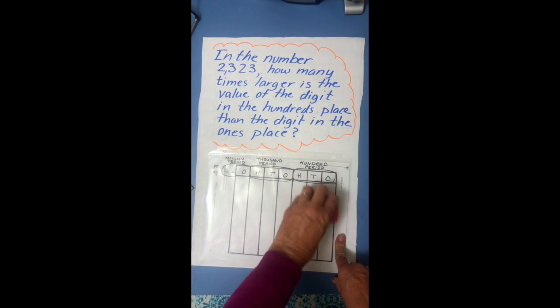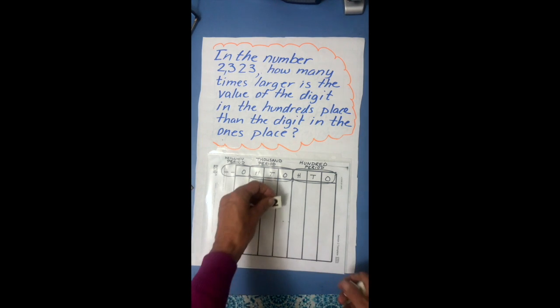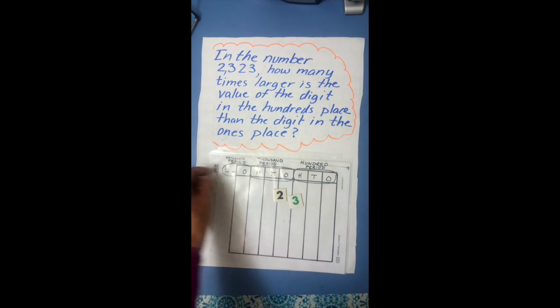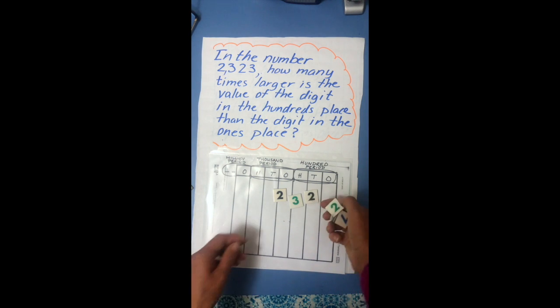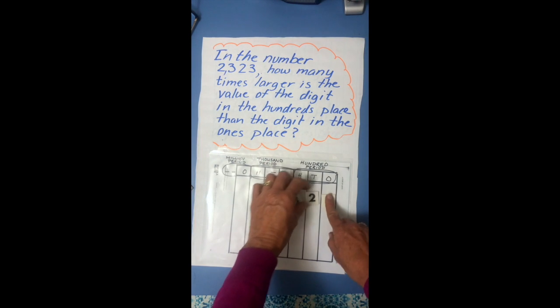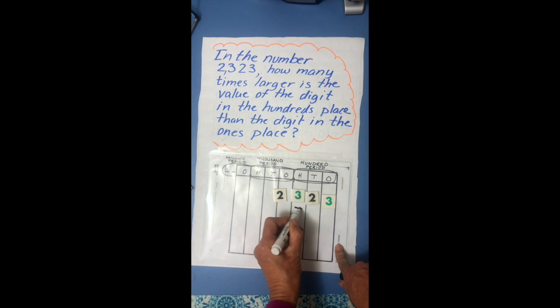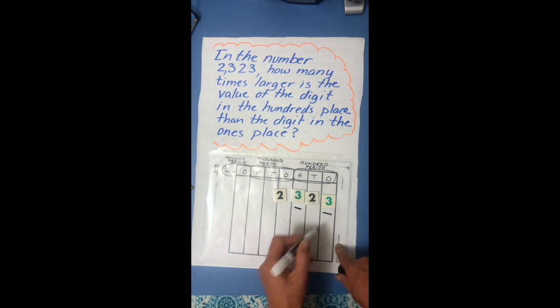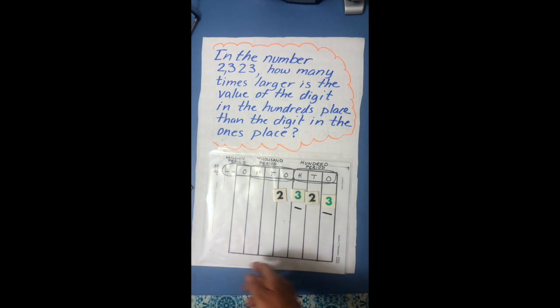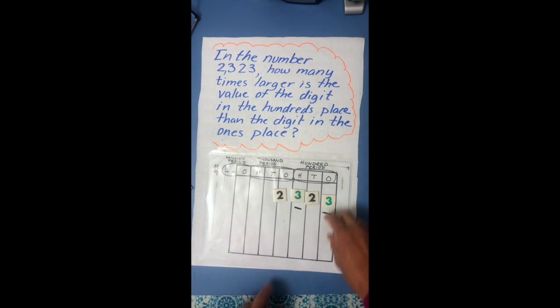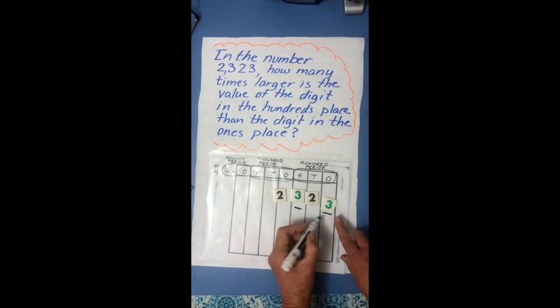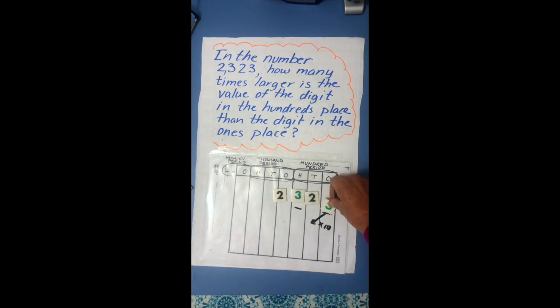All right, in the number 2,323, it says how many times larger is the value of the digit in the hundreds place than the value of the digit in the ones place. So again, I'm seeing how many times I have to cross over these lines. So I want this 3 to move over to here. So how would I do that? I would have to move it once over this line, times 10, and that would hop this here.